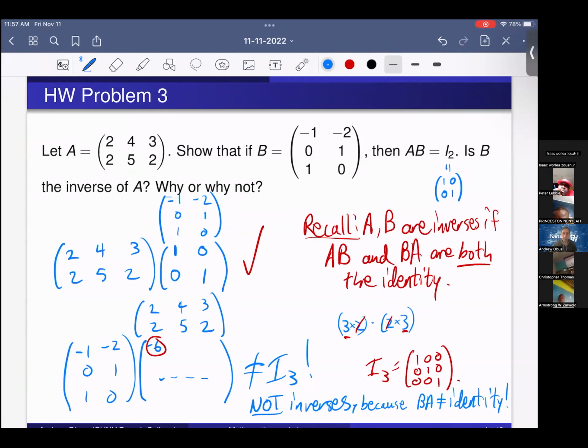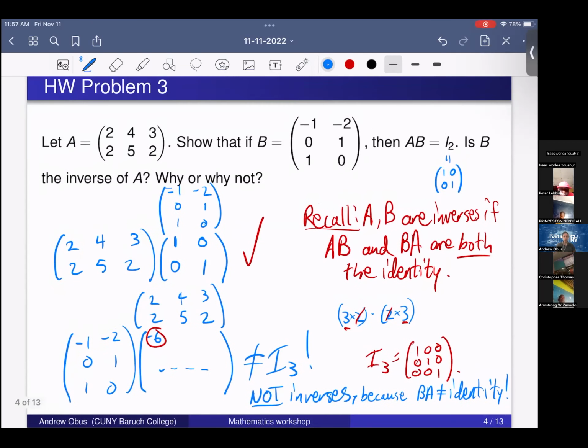Yeah, Andrew? Yeah, question? Yep. Yeah, Christopher? So does that answer the why or why not, by saying not inverses because BA is not equal to the identity matrix? Exactly. For two matrices to be inverses, their product has to be the identity in both orders. Both AB and BA have to be the identity. And we know that for matrices, you've got to check both, because matrix multiplication is not necessarily commutative. So just because you know one order doesn't mean that you know the other order also. You have to check for both.